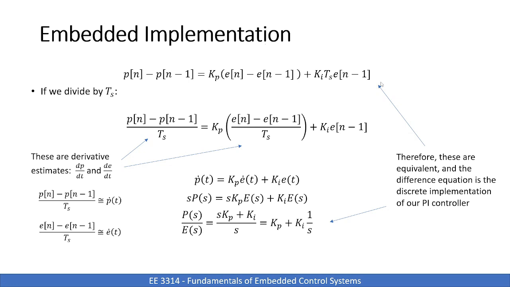Okay, so this basically verifies that this difference equation that we can implement in the microcontroller is theoretically the same thing as our continuous domain PI controller. And the faster you iterate, or the smaller TS gets, the more they'll be equal, right? So as long as TS is sufficiently small, these should be approximately the same thing.